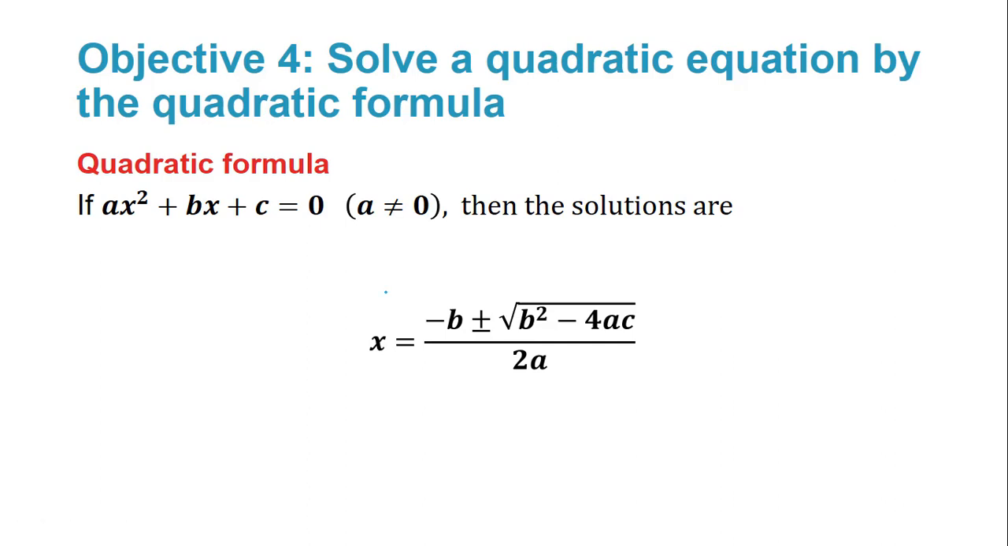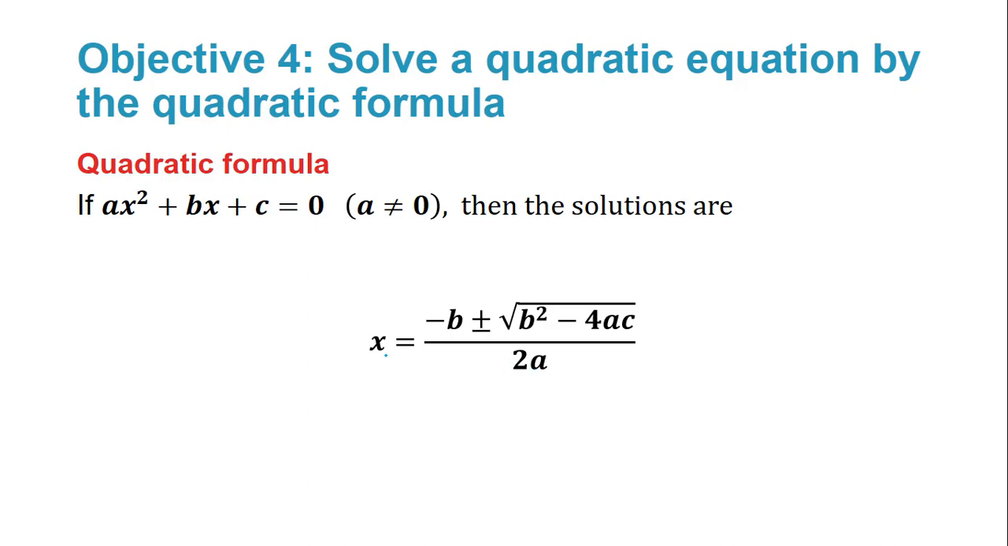In this video, I'll cover the last method that we will learn to solve a quadratic equation, and that is applying the quadratic formula. The quadratic formula states if ax squared plus bx plus c equals 0, with a not equal to 0, then the solutions of the equation are x equals negative b plus or minus the square root of the expression b squared minus 4ac, and that whole expression is divided by 2 times a.